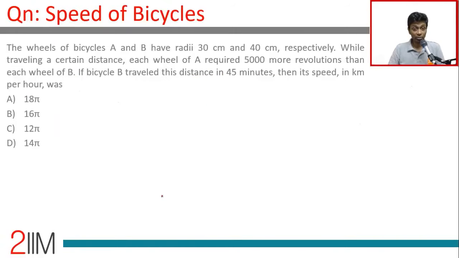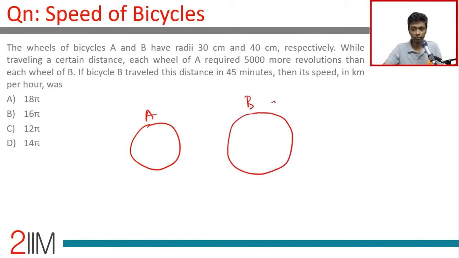The wheels of bicycles A and B have radii 30 and 40 centimeters respectively. While traveling a certain distance, each wheel of A required 5,000 more revolutions than each wheel of B. If bicycle B travels this distance in 45 minutes, then its speed in kilometers per hour was? Wheels of A have 30 radius, B has 40.